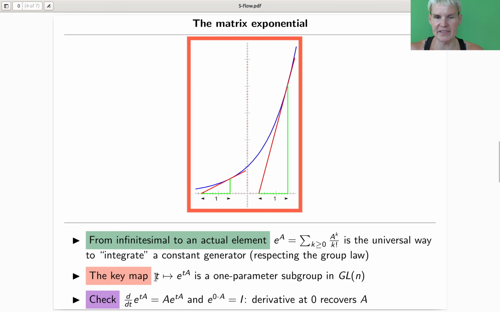So the key map is here: t goes to e to the tA, and this e to the tA is actually an element in our Lie group. We've found a one parameter subgroup in GL_n here. I'll show you a nice example on the next slide.